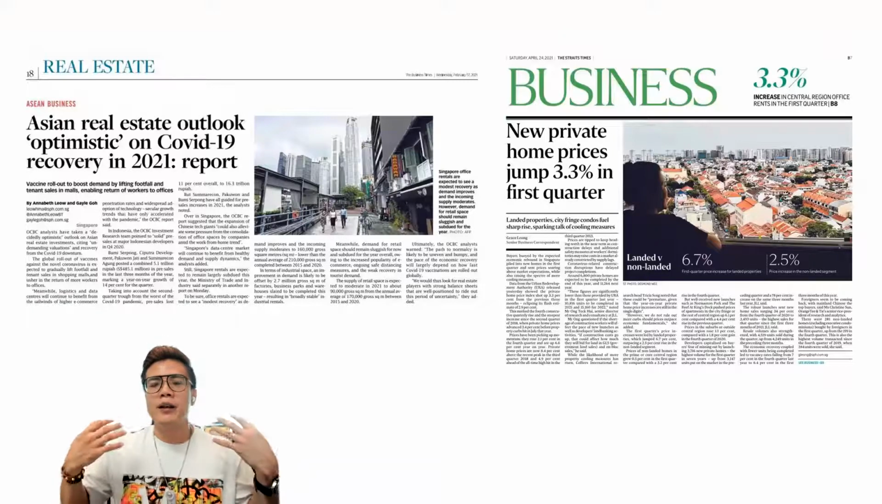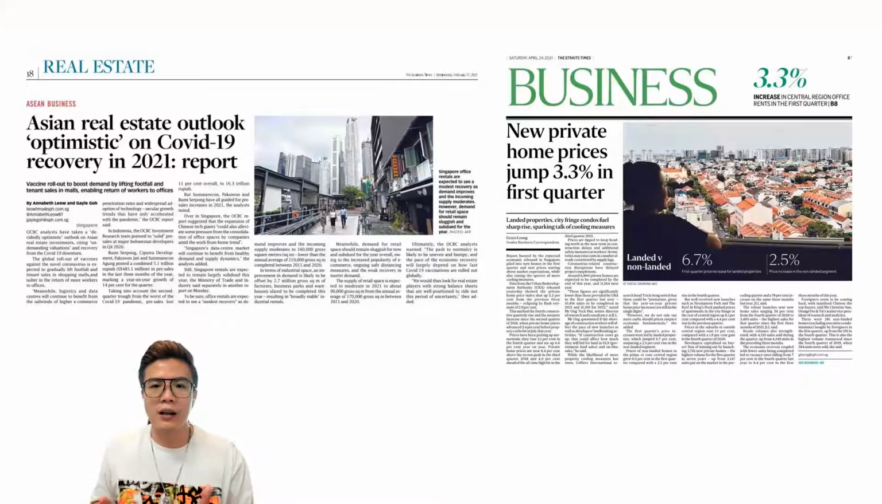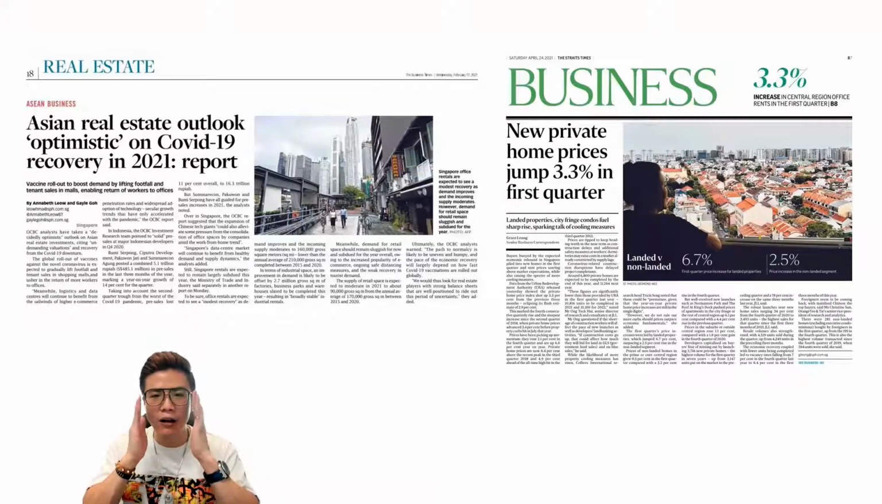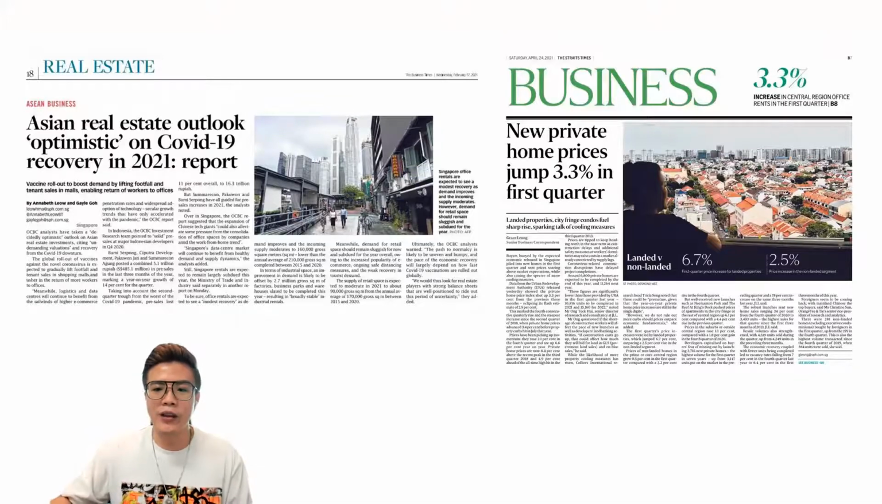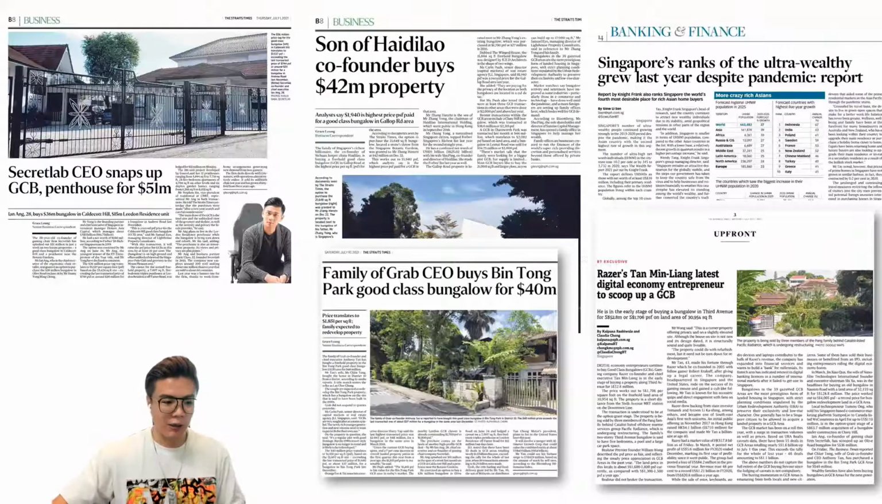And as a result, there are a lot of local buyers seizing this opportunity because of low bank interest rates and a stable property market. They continue to upgrade, and that is why there is a very healthy jump from the last quarter, with landed up 6.7% and private properties up 2.5%. But what's more amazing is, take a look at this.